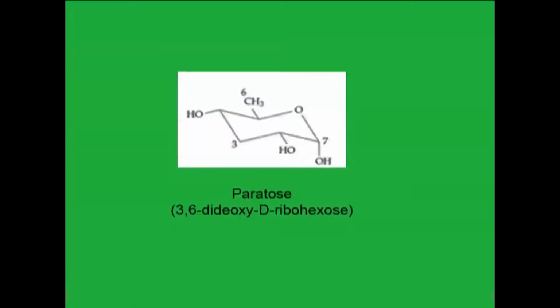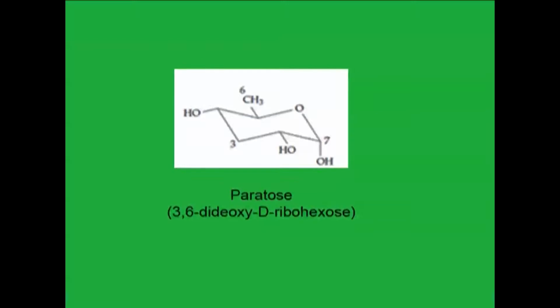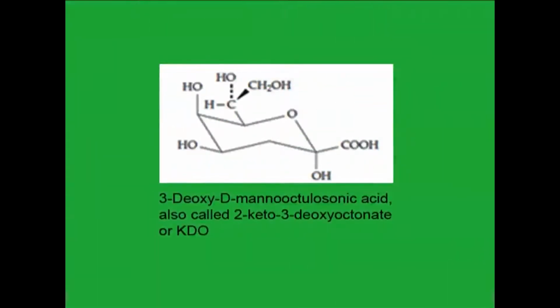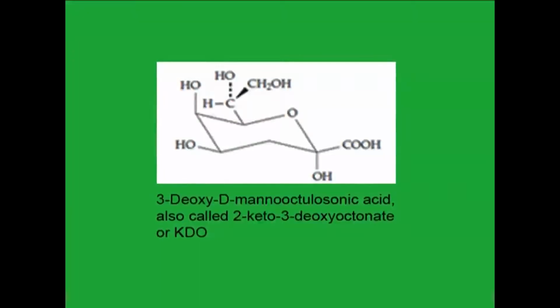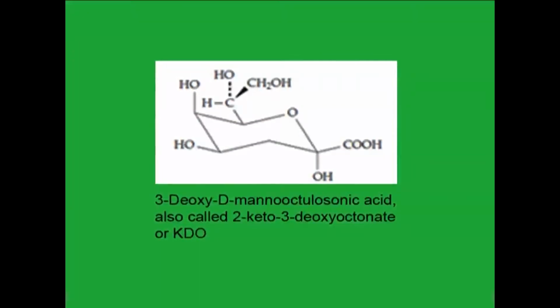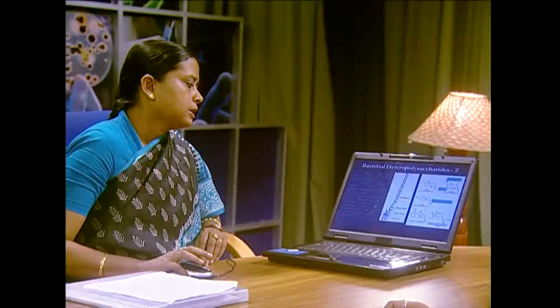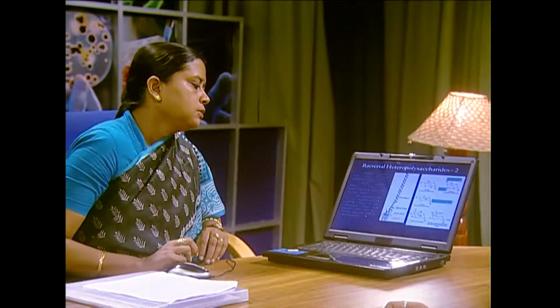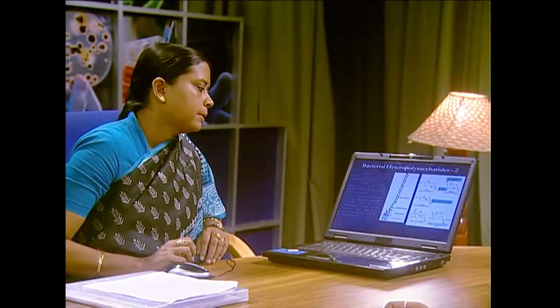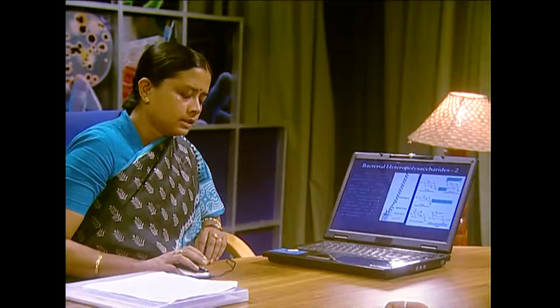The important monosaccharides are paratose, then KDO. KDO is 2-keto-3-deoxyoctonate. This is a peculiar monosaccharide, and they are joined by several types of linkages, alpha and beta linkages, forming the O antigen chain. The projecting ends of the lipopolysaccharide molecules consist of long carbohydrate chains with repeating units that have antigenic properties, and they are called O antigens.